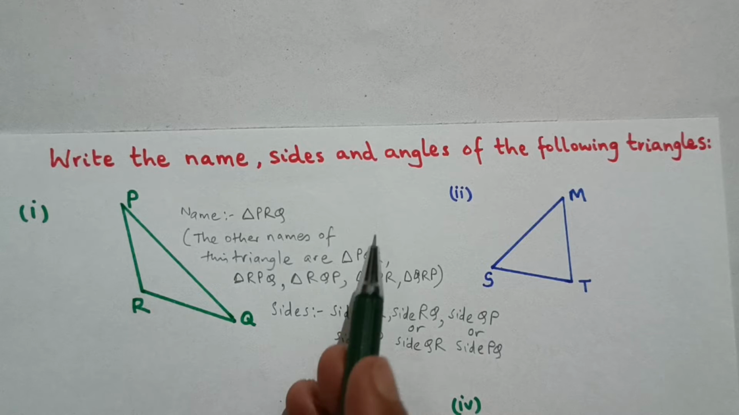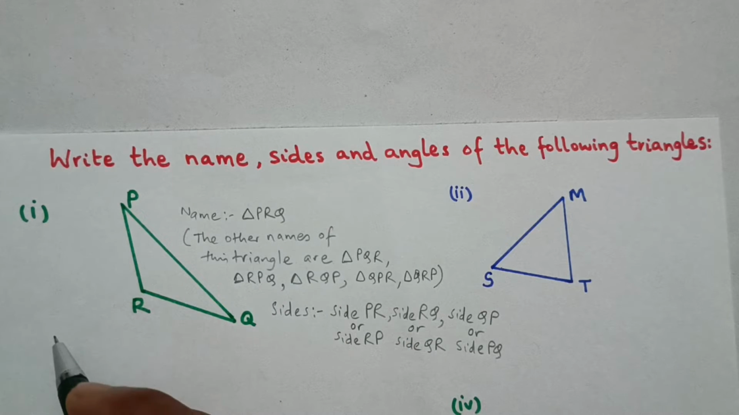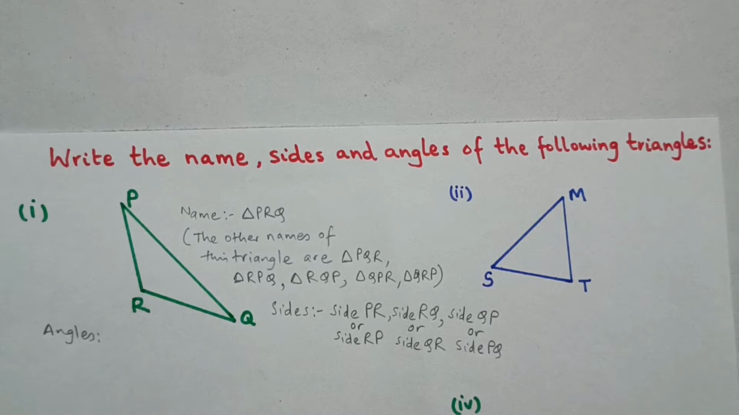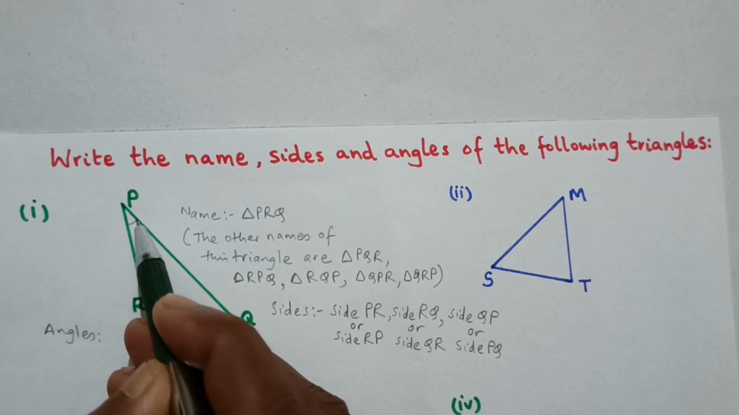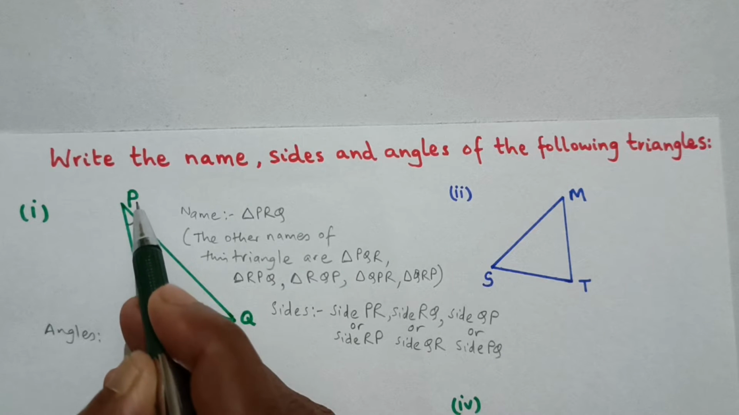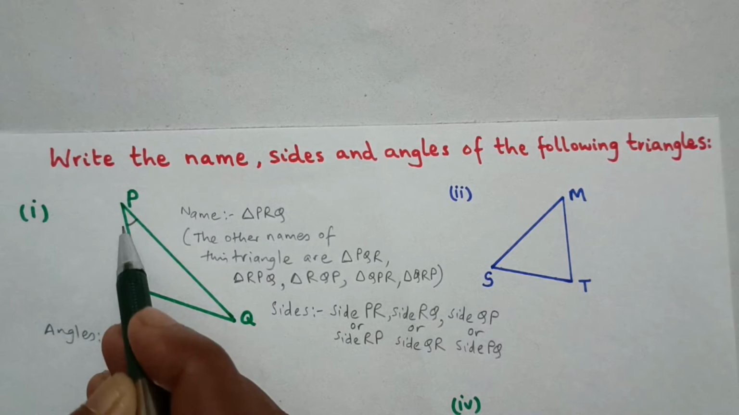And now we have to write down all the three angles of this triangle. So what are the three angles of this triangle? So angles are nothing but corners, or you can say vertices. So this is one corner of this triangle. This corner is corner P or vertex P. So this is one of the angles of this triangle.